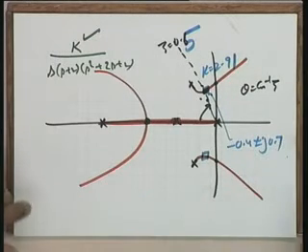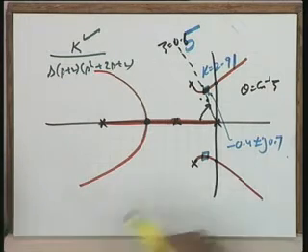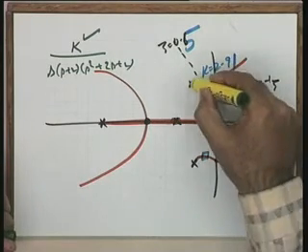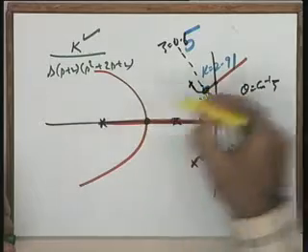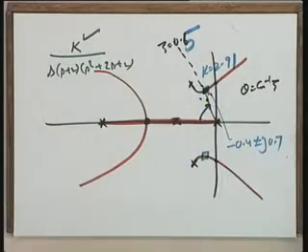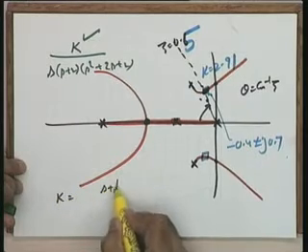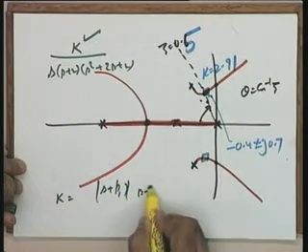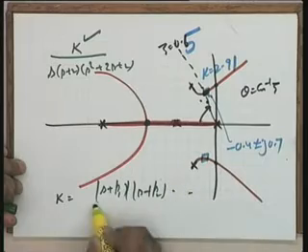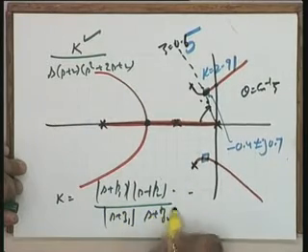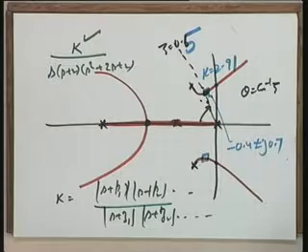I have already given you the idea. The k calculation will be done by applying the magnitude criterion. At this particular point, this distance into this distance into this distance into this distance is the value of k, because there are no zeros. In general, k is equal to magnitude of s plus p1, magnitude of s plus p2, divided by magnitude of s plus z1, magnitude of s plus z2, and so on.